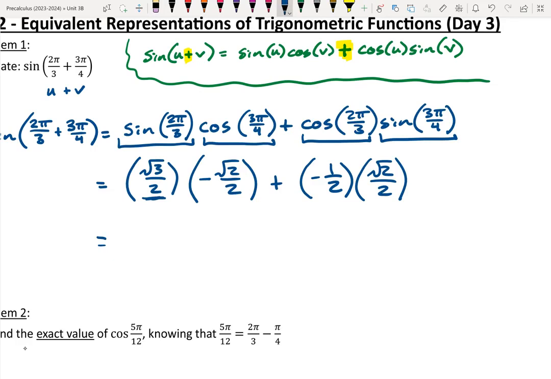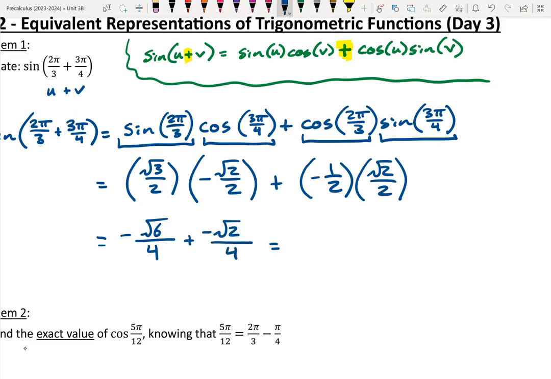All right, from here we are just going to multiply those up and simplify as much as we can. Now, we're wanting the exact value, so we're not giving a decimal answer. So let's just go ahead and multiply that. Rad 3 times rad 2, what is that going to give us? Square root of 6. 2 times 2 is 4. And then that will be plus negative rad 2 over 4.